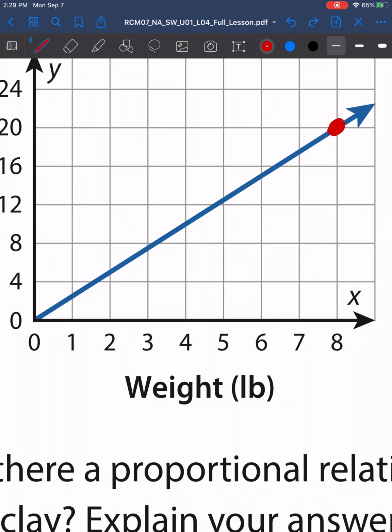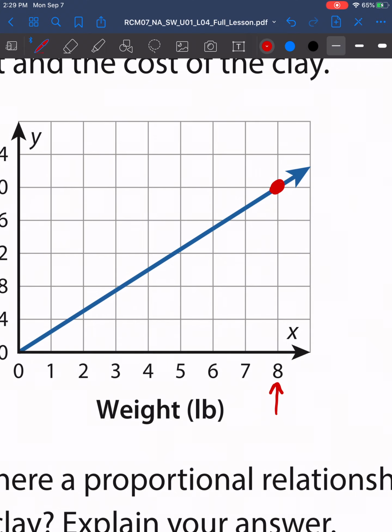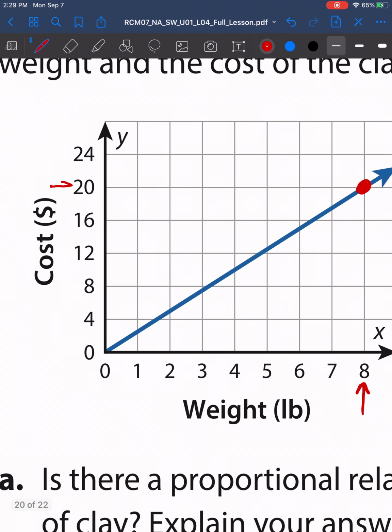So the only thing I know so far is that I can buy 8 pounds of clay, and it's going to cost me $20. Do you see that? So for every 8 pounds, it's $20. Can I take my y's and divide by my x's? Let's try it. 20 divided by 8 is not going to go completely nicely, but I can reduce that. I'm going to divide each by 4. That gives me 5 halves. I just found my slope, and I haven't even read the question.